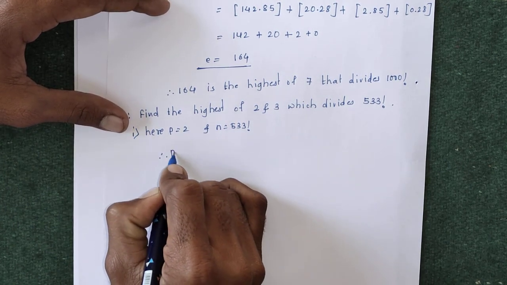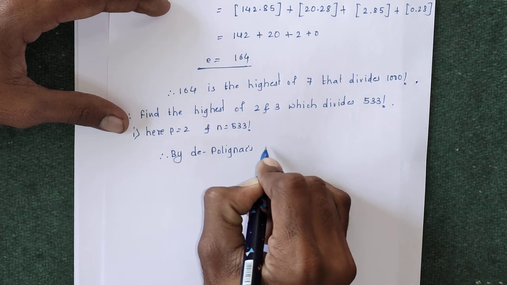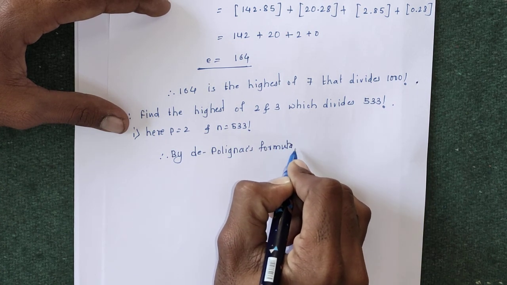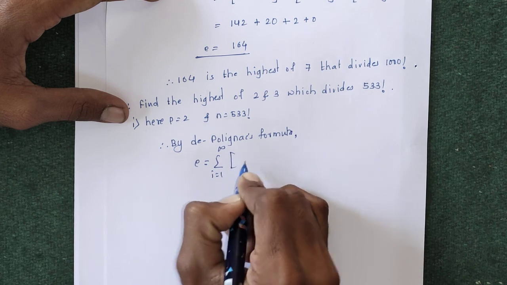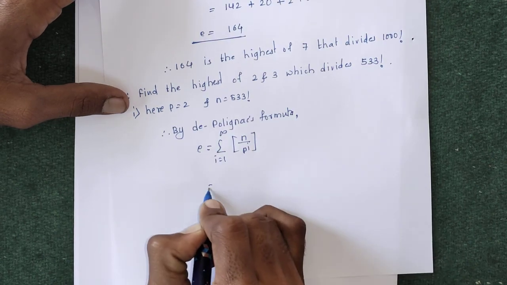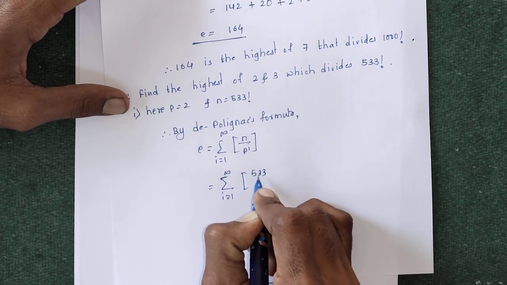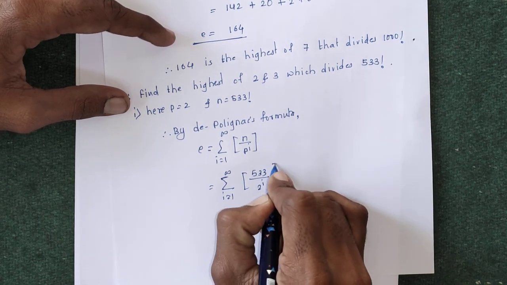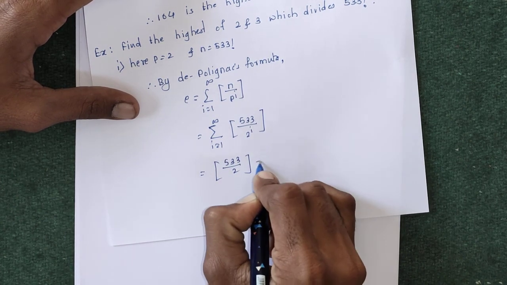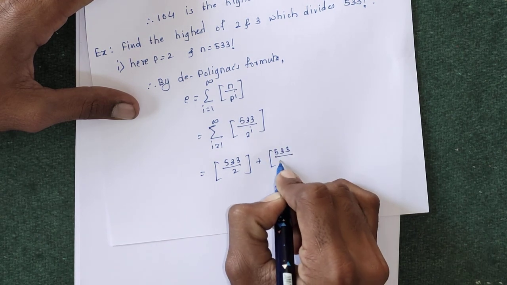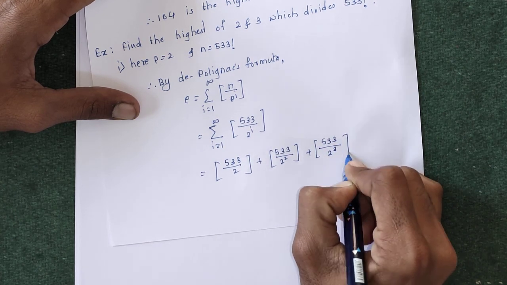So by de Polignac formula, we know the highest power E is of the form summation I running from 1 to infinity, greatest integer function of n upon p raised to I. Here n is equal to 533 and p is the prime number 2, raised to I. So running I from 1 to infinity, we will get greatest integer function of 533 upon 2, plus greatest integer function of 533 upon 2 square, plus greatest integer function of 533 upon 2 cube, plus and so on.